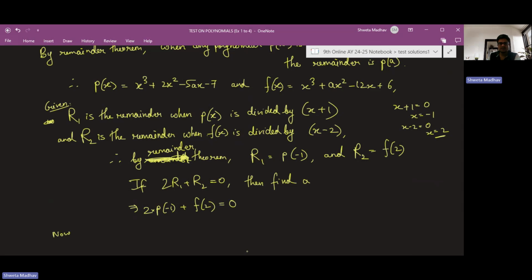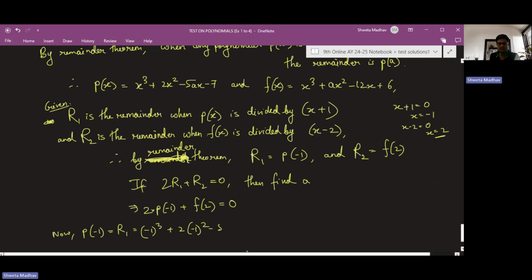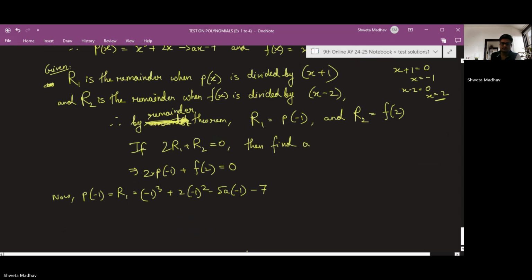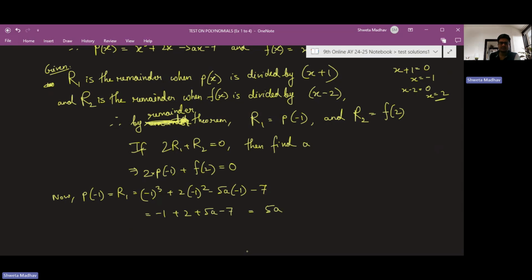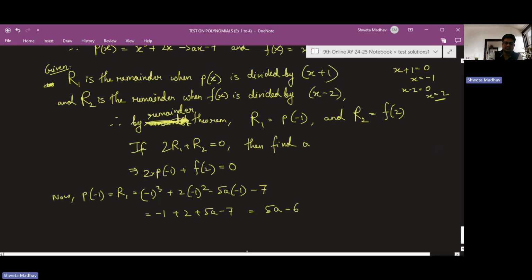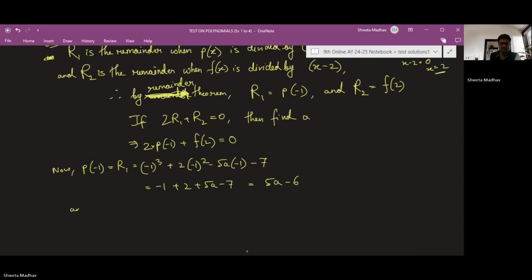So now P of minus 1 will be how much? P of minus 1, which is R1, is equal to minus 1 whole power 3 plus 2 into minus 1 whole square minus 5a into minus 1 minus 7. So that will be equal to minus 1 plus 2 plus 5a minus 7. So this will be equal to 5a plus 2 minus 8, that is minus 6. 5a minus 6.